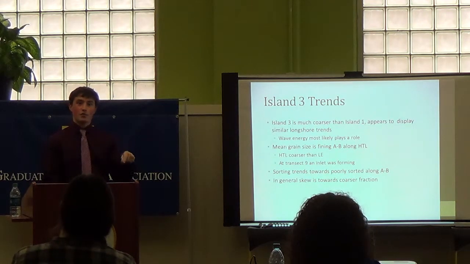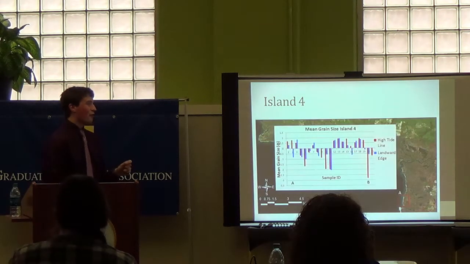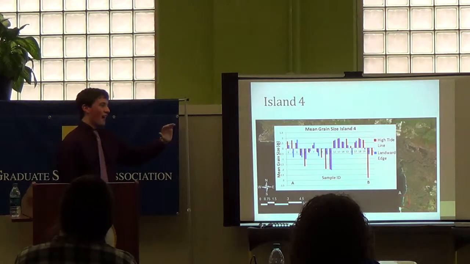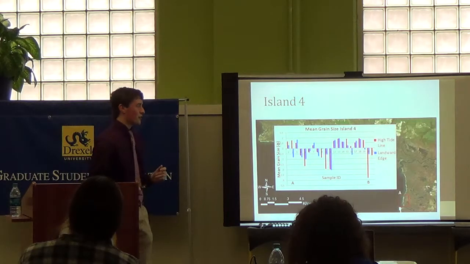Now, for Island 4, we would like to see an even coarser island. We would like to see a fining trend. We would like to see a trend towards poorer sorting. And that's not what we see. On Island 4, we see this mess. And Island 4 was, I don't even know what happened.